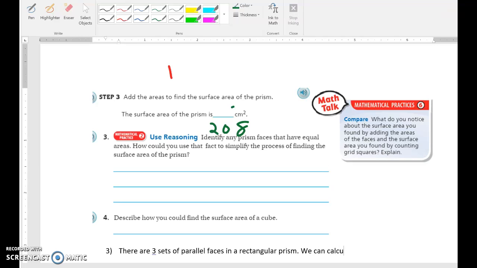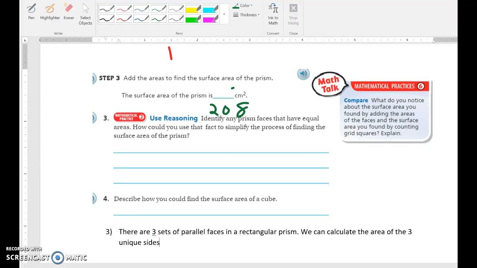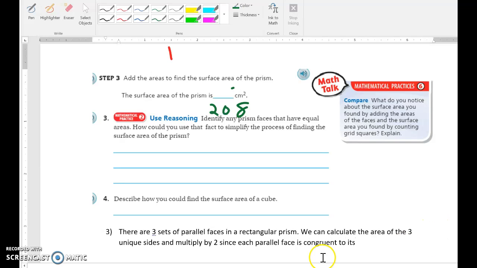We can calculate the area of the 3 unique sides and multiply by 2 since each face is congruent to its parallel face, right? The one that it's sitting opposite. Okay? So the front is congruent to the back, the left is congruent to the right, and the top is congruent to the bottom. Now, how could we find the surface area of a cube?